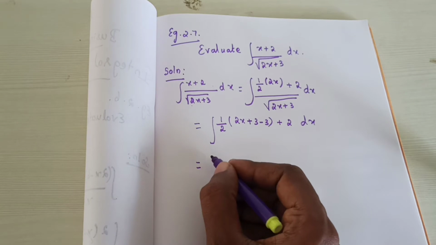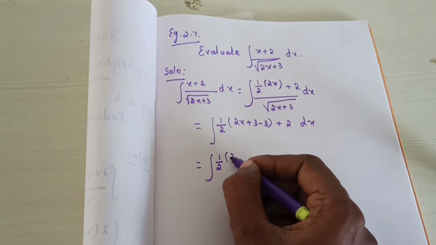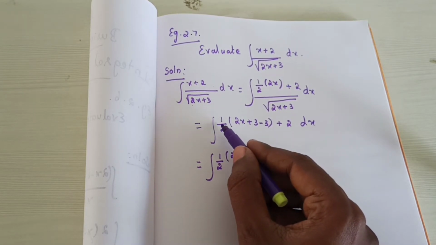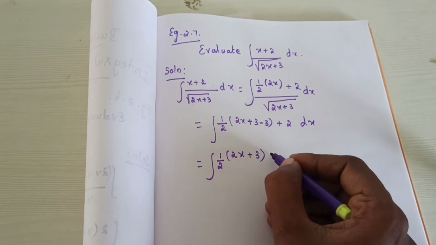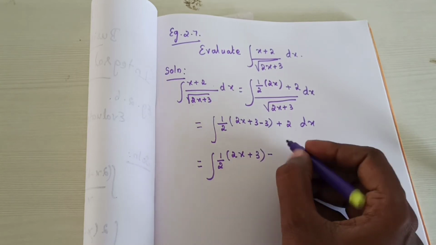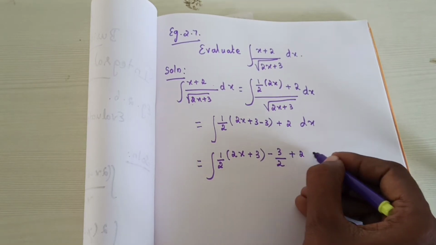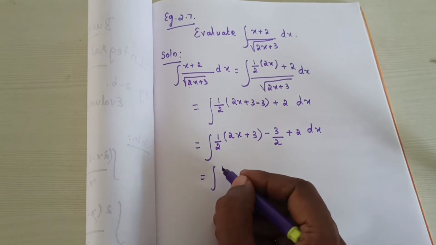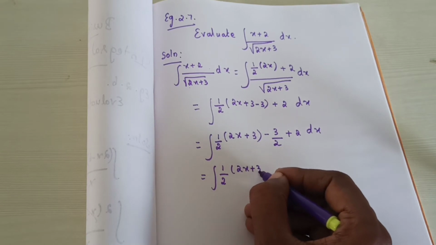That is equal to the integral of half into, I am splitting this, 2x plus 3. Now we need to multiply this 1 by 2 with this minus 3 also. If I am multiplying, what will happen? This one with this one I multiplied, 1 by 2 into 2x plus 3. So here minus 3 into 1 by 2 means minus 3 by 2, plus 2 dx. Understand? That is equal to the integral of 1 by 2 into 2x plus 3.